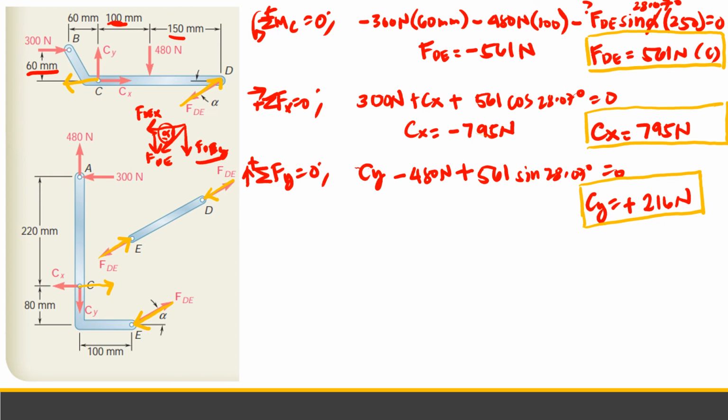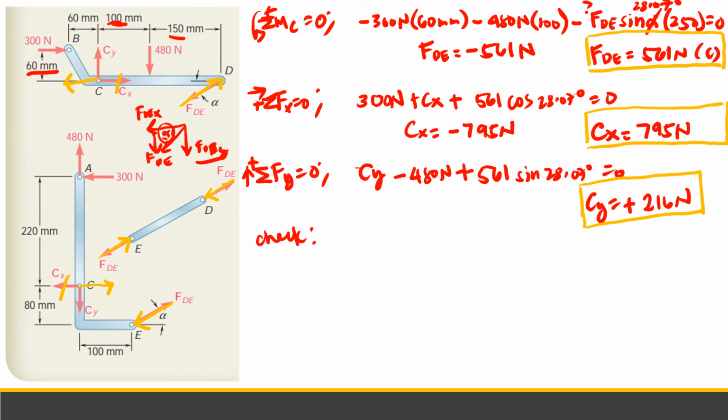Okay, so nasolve na natin yung mga hinahanap natin. Yung force at link DE and yung mga components of the force exerted at pin C. So that is the CX and CY. So, ito na yung maging direction ng CX and CY. Okay, so para ma-check natin, gagamitin natin yung member ACE, no? So, check natin. The computations are checked by considering the free body diagram ACE.